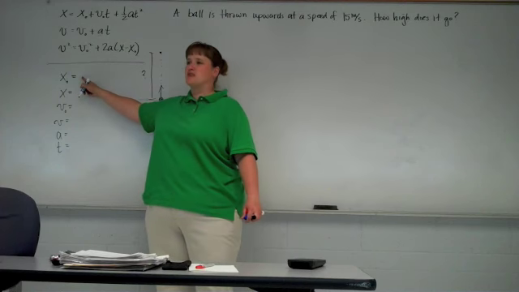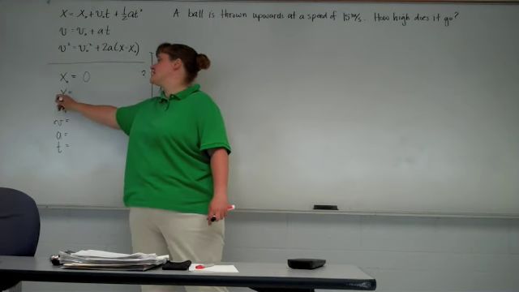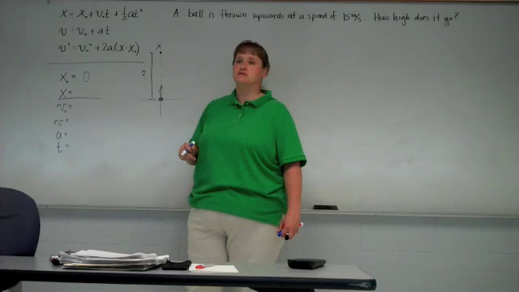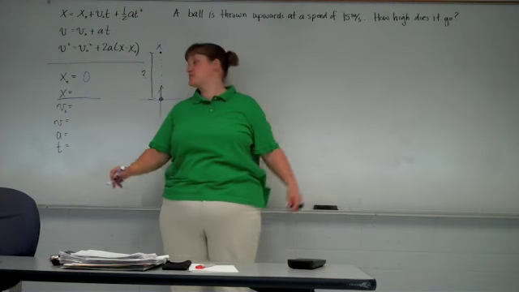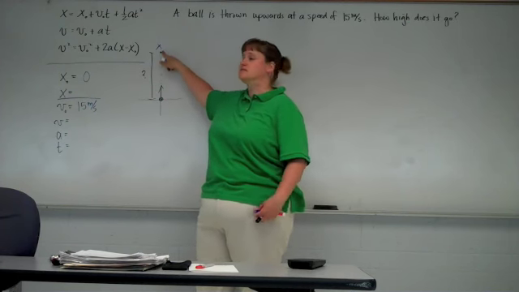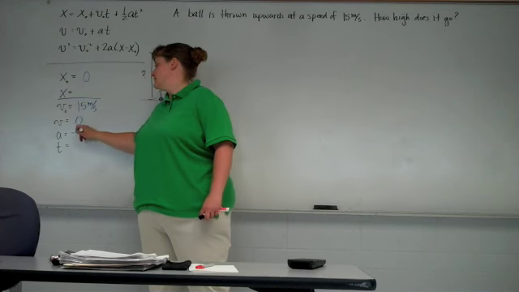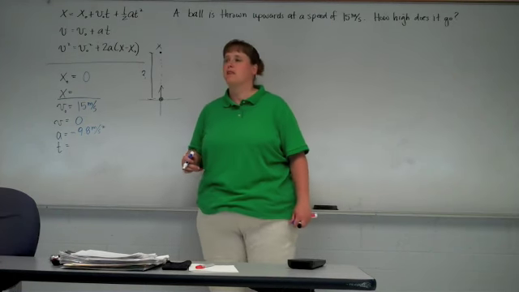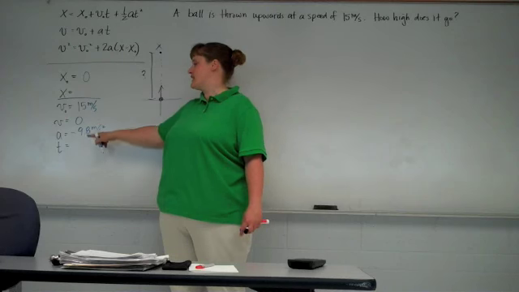So what can you tell me about my initial position? 0. My final position is what I want. That's what we're looking for. How high does it go? This x value up here. Initial velocity, 15 meters per second. Final velocity, 0. Acceleration, negative 9.8 meters per second squared. Fabulous. Acceleration of gravity. Time we don't know. But look, we know quite a bit. We don't know x, we don't know time.